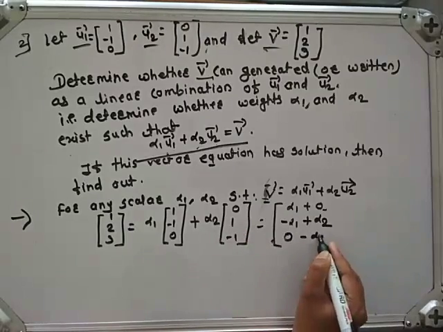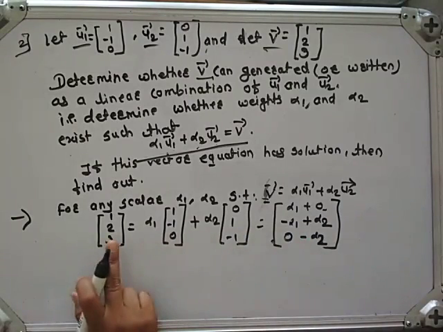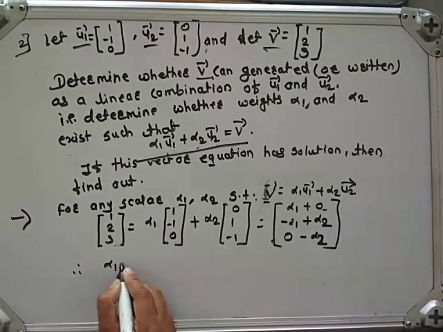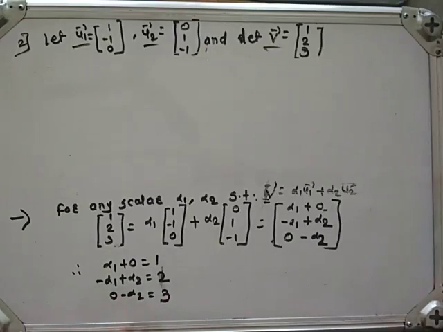Sorry, here is minus alpha 2. See here, these two matrices are equal, which means their corresponding entries must be equal. Therefore, alpha 1 plus 0 is equal to 1, minus alpha 1 plus alpha 2 is equal to 2, and 0 minus alpha 2 is equal to 3. We have to solve this system of linear equations. We solve this system by row reducing the augmented matrix of the system.